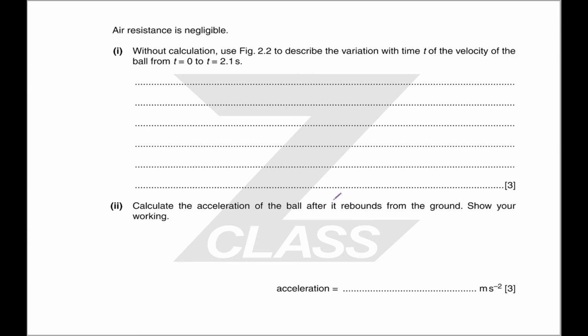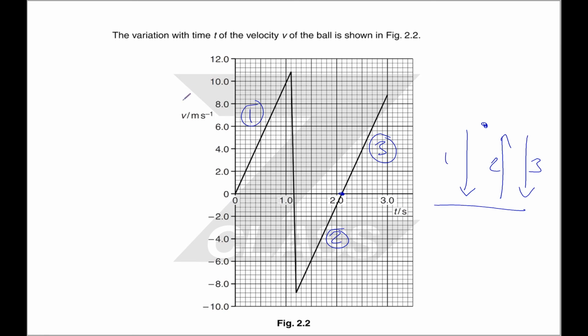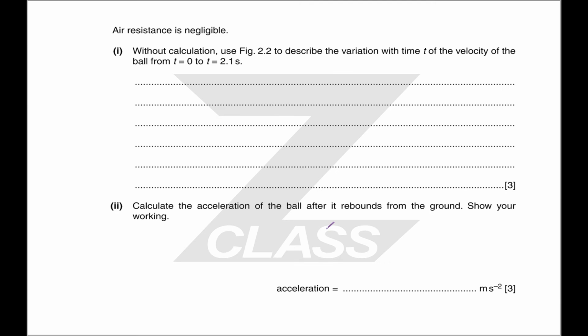Okay, calculate the acceleration of the ball after it rebounds from the ground. So, acceleration is the gradient of a velocity time graph. This is where it's rebounding, this very steep reversal of the velocity, and its acceleration is just the gradient. So, draw a triangle, preferably a really big one, and it says show your working. That means that you actually need to draw the triangle on the graph. That's important. That's what they're after.